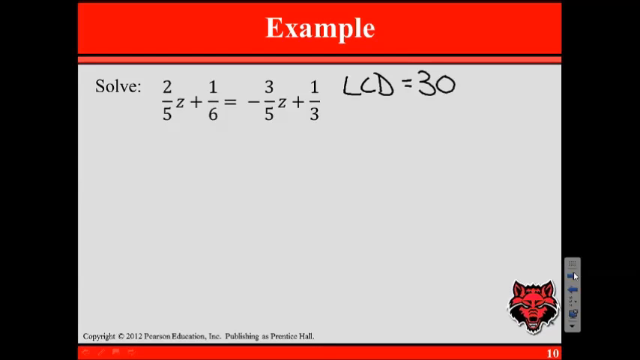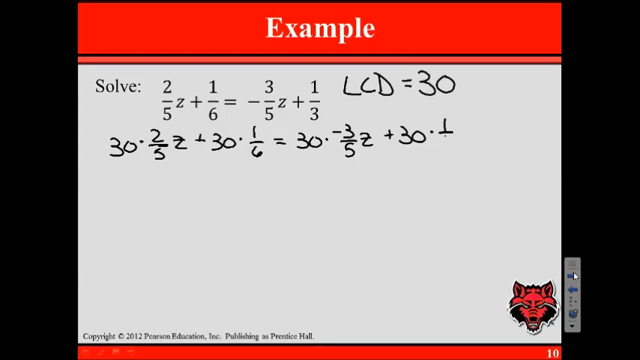Now, once we find the least common denominator, we will multiply every term, whether it's a fraction or a whole number. We will multiply every term by that least common denominator. So 30 times 2/5 z plus 30 times 1/6 equals 30 times negative 3/5 z plus 30 times 1/3. Now remember, when we multiply a whole number times a fraction, it's easiest to turn the whole number into a fraction.